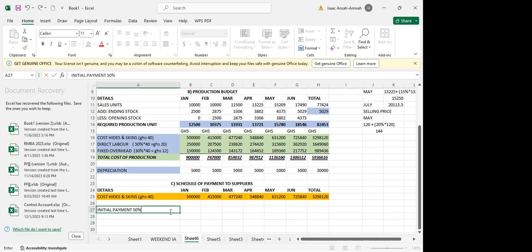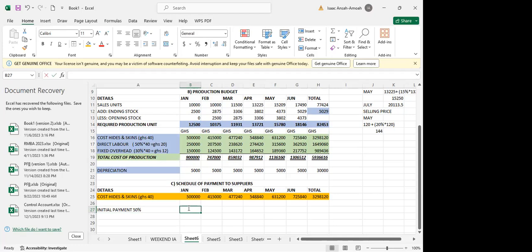Right. Initial payment of 50%. So whatever you buy, pay 50% now. So we are paying 50% of whatever we bought in January. Right. So January, we owe 500,000. Pay 50% of that.